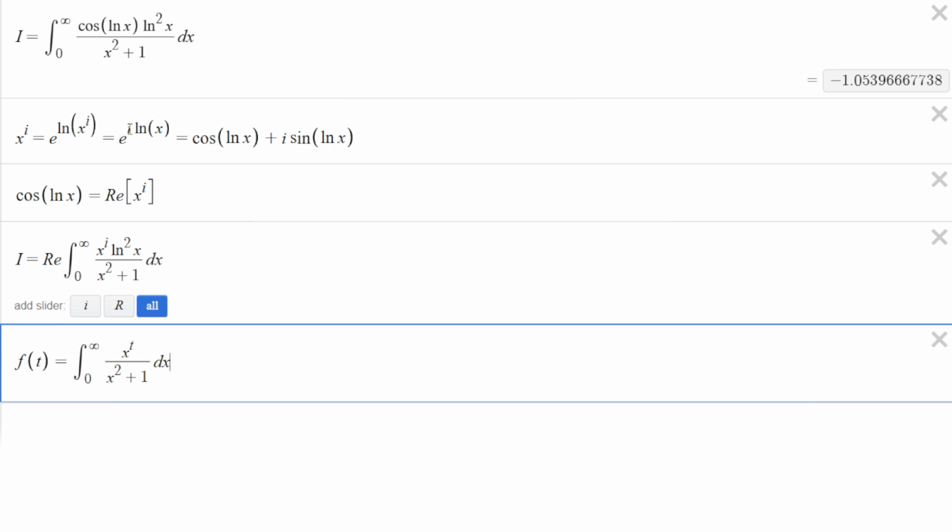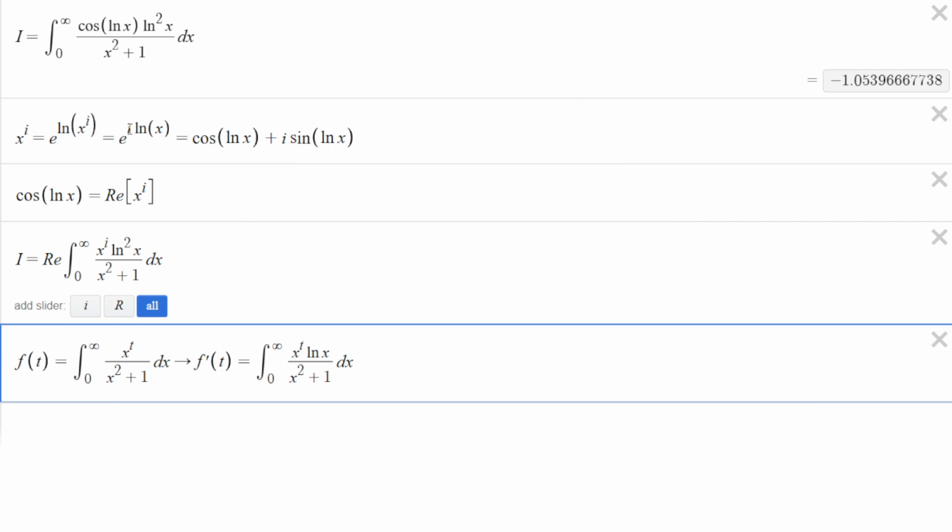Okay. And then let's see what happens if we take a couple derivatives of this. Well, f prime of t is going to be equal to the derivative with respect to t of our original function of t, and we can use the Leibniz rule for differentiation under the integral sign to bring the derivative right inside. All right, and then taking the partial with respect to t of that is just going to give us x to the t natural log x over x squared plus 1.